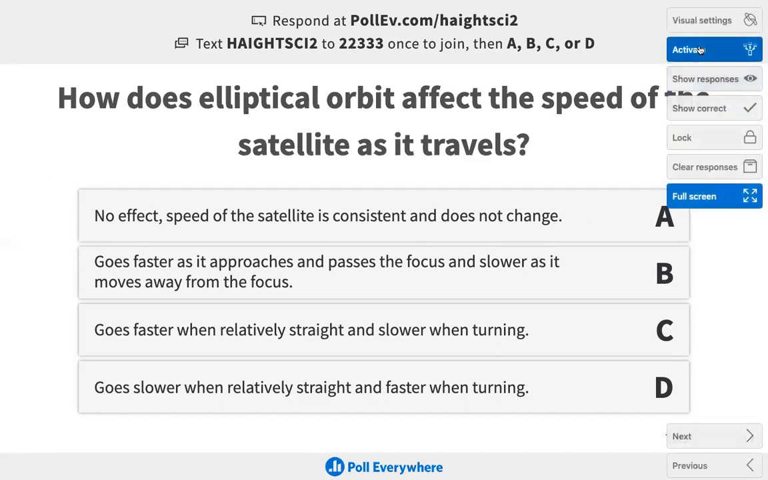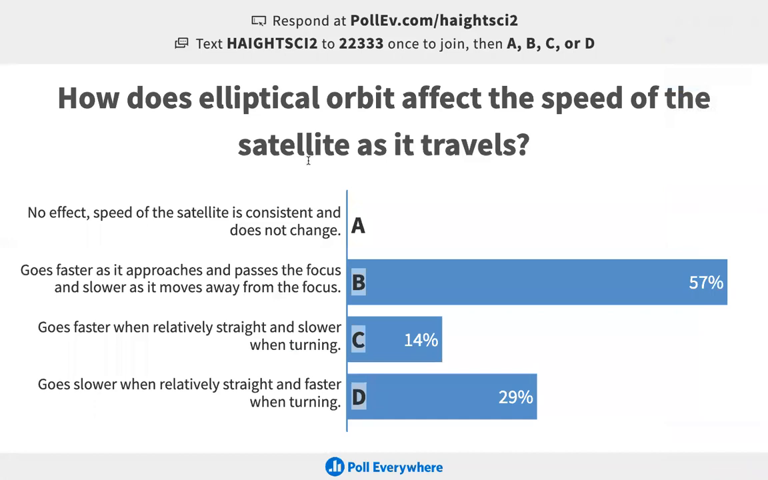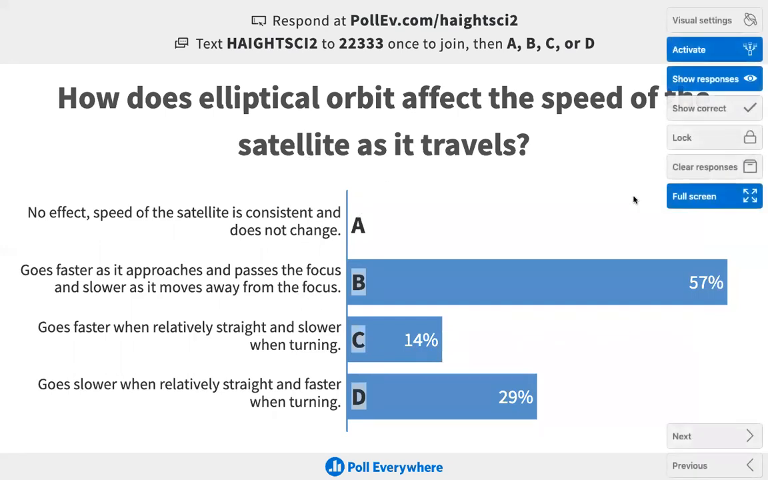All right. Okay, looks like we're a little bit torn between B, it goes faster as it approaches and passes the focus, or D, it goes slower when it's relatively straight and faster when turning. And honestly, you could consider B and D sort of correct, though B is indeed the answer, the most correct description. It's sort of like a slingshot, and that's often the term they use, is the satellite is sort of swinging around the focus because that's where the gravitational force is going to be greatest.